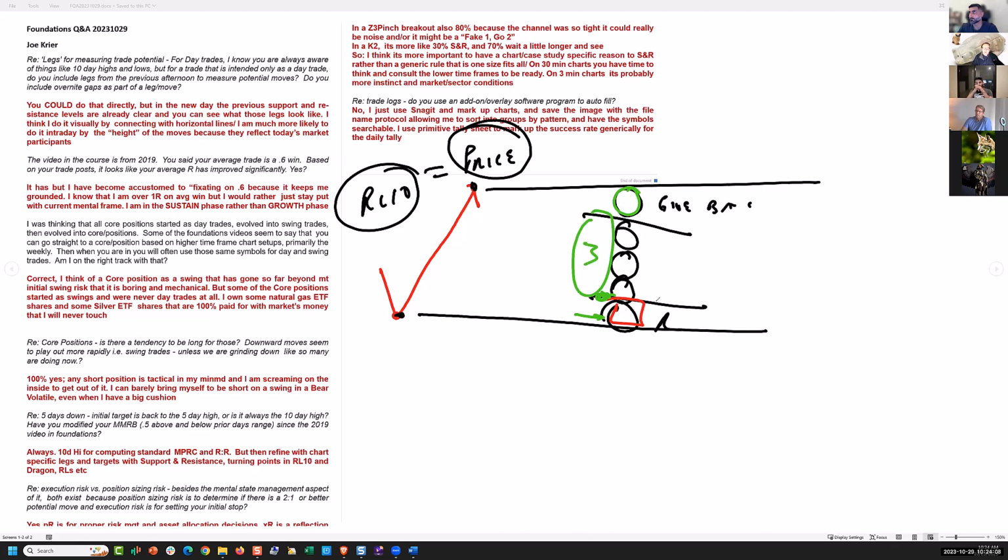And now if it actually starts moving and starts failing, I can compare how much do I have versus how much I was willing to risk.